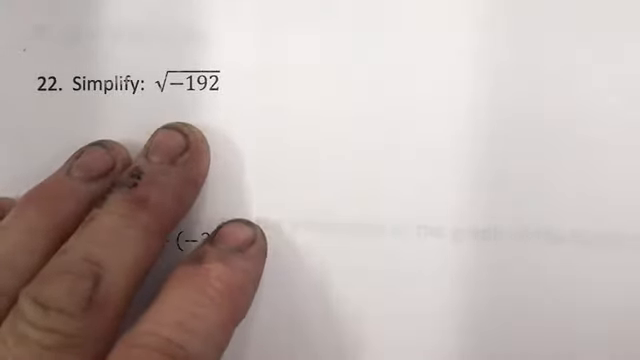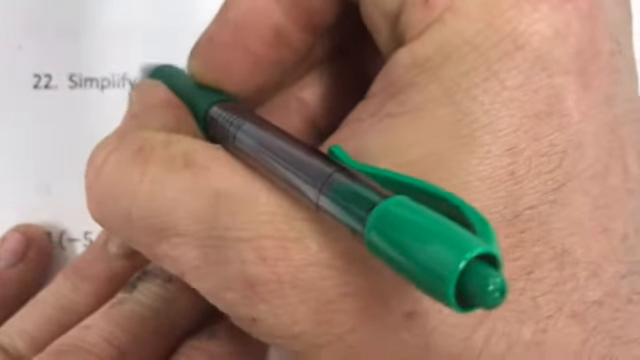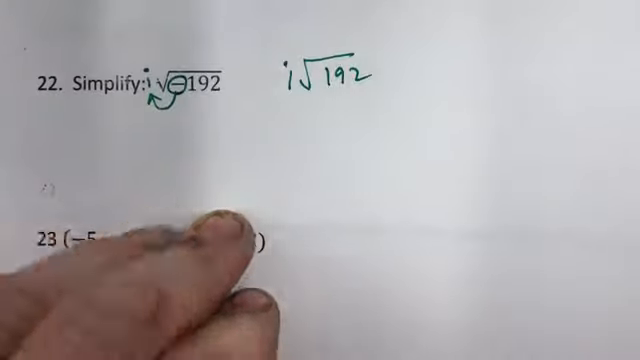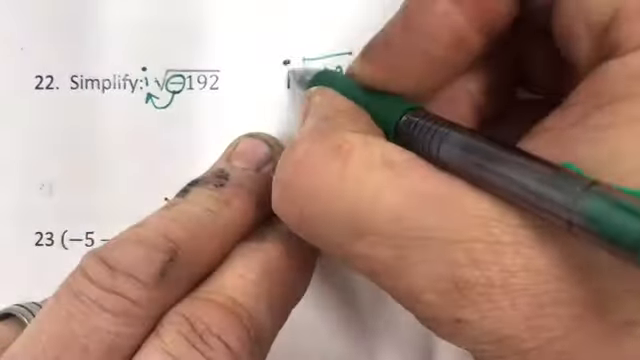All right, number 22, simplify this. First thing I see, since there's a negative in this radical, that's going to send out an i. This is imaginary. So there's what we have now. That sends out an i. Now what I've got to do is break these down.